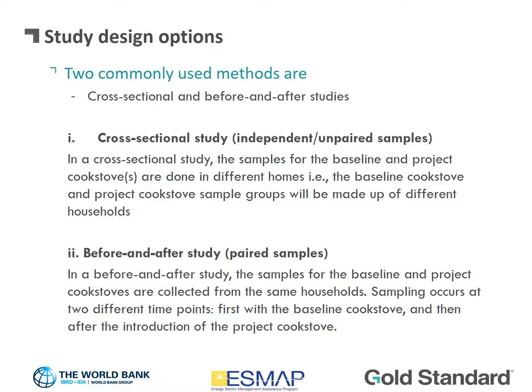Now, these two samples can happen simultaneously as they're in separate households with separate participants. Before and after study designs are paired samples. So the baseline measurement is made prior to the project stove dissemination. The stove is then disseminated, there is an adjustment period, and then the project measurements are made in those same households at a later date. So these happen at two different time points in the same households, whereas cross-sectional happens at the same time in different households.